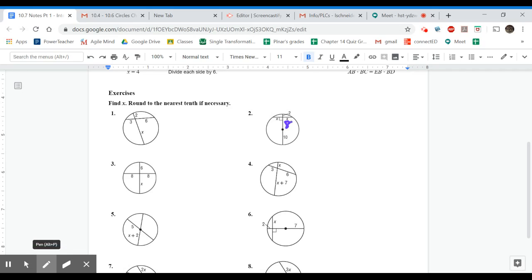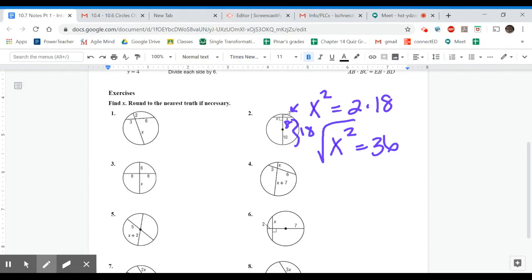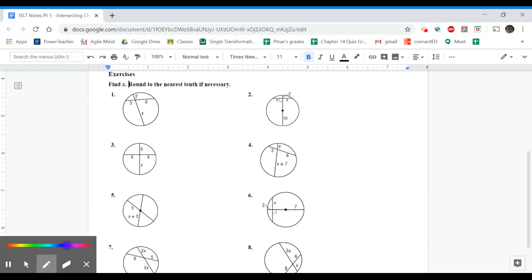Okay, so when we do this, we have x times x, or x squared, is equal to 2 times 18, because this entire piece is 18. And the 2 I'm getting from there. So I have x squared is equal to 36, and then the square root of 36 is 6. And that's your x.